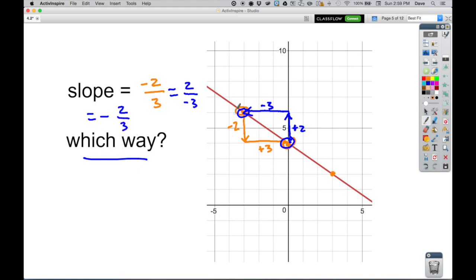Okay, so which way do you go? Do you go left to right or right to left? The nice thing is it doesn't matter, either way you should get the same answer for your slope.